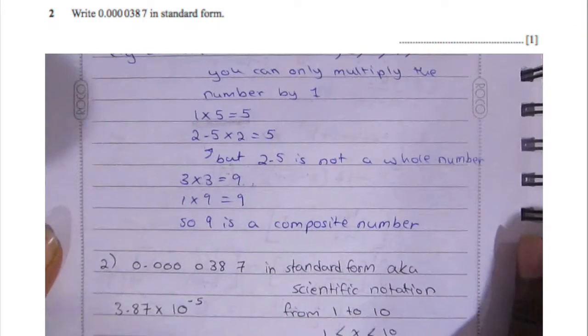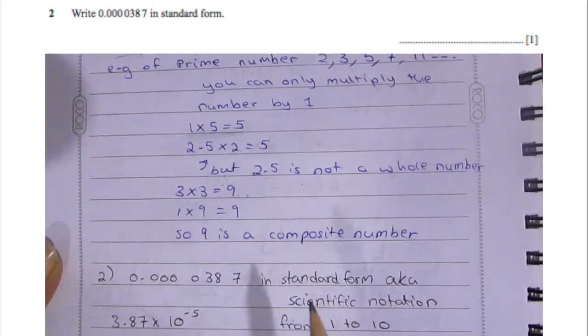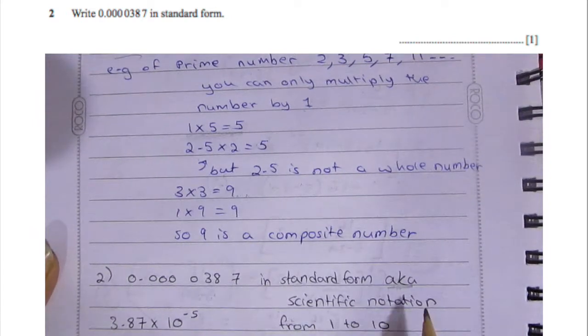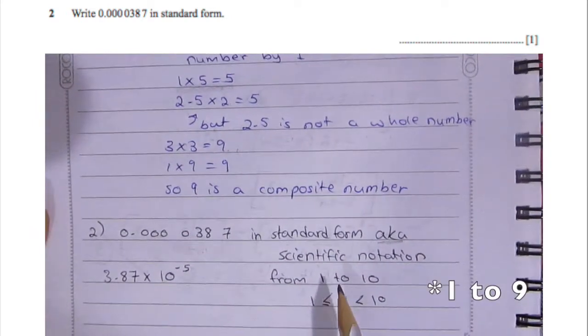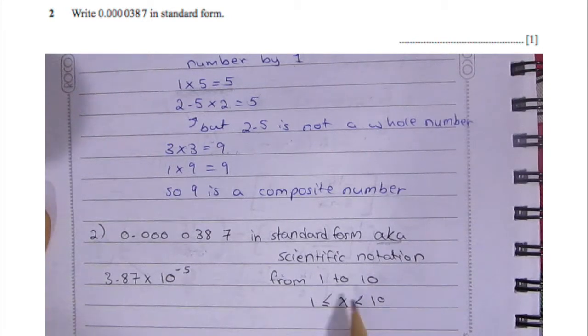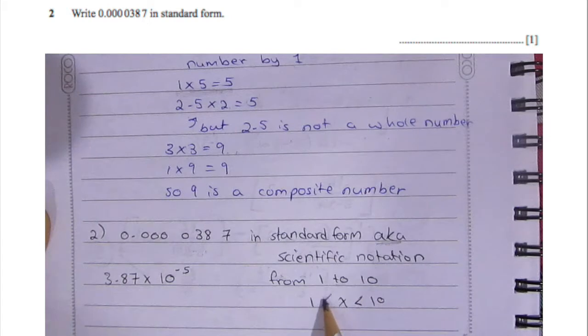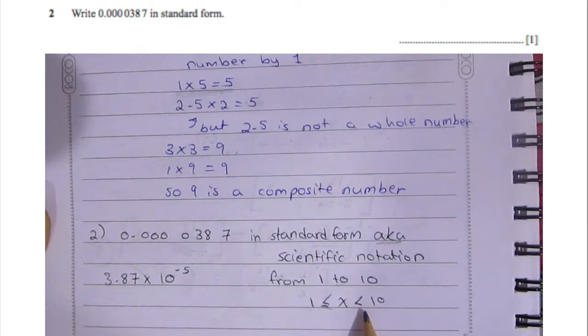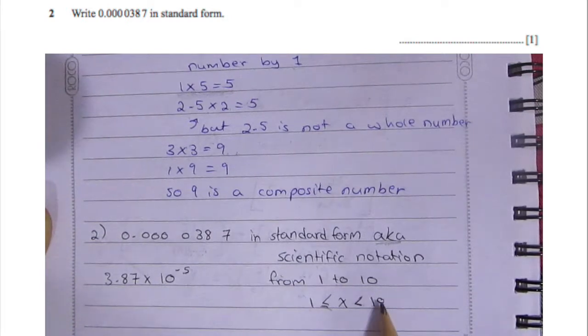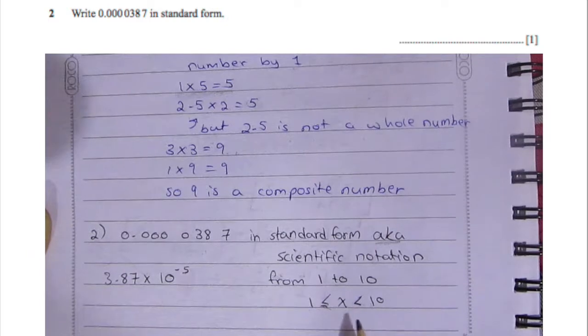Alright, so the second question. Write this number in standard form, also known as scientific notation. So basically, you're going to take the number so that x is greater than or equal to 1, but it's less than 10. So it can go from 1 to 9. So here we're going to have 3.87. You can't have 387, just 3.87 multiplied by 10 to the power now of -5.